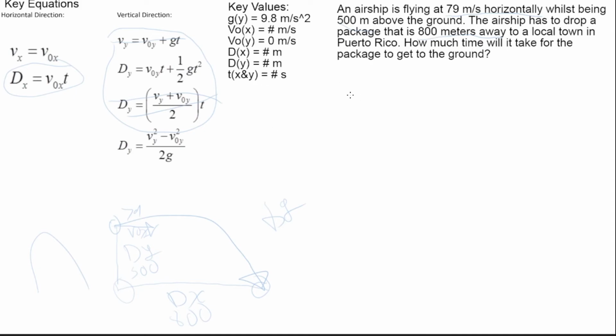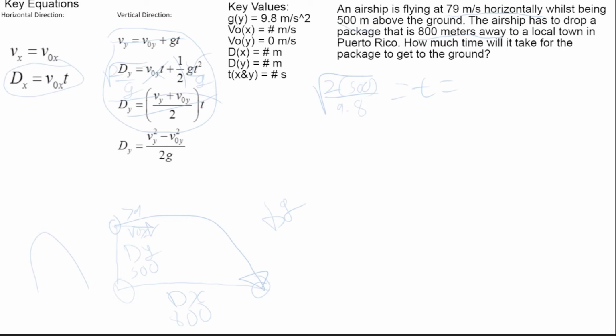Since our v naught y is 0, we can cross this out, and our v naught x doesn't really change too much. Now we can just isolate. We would have to times 2, so that would be 2 dy, and then take that 1 away, and divide by g, so 2 dy over g, and then find the square root. That would be how we would isolate for t. If we draw that here, 2 times 500 over 9.8 is equal to time, which is equal to whatever it is.